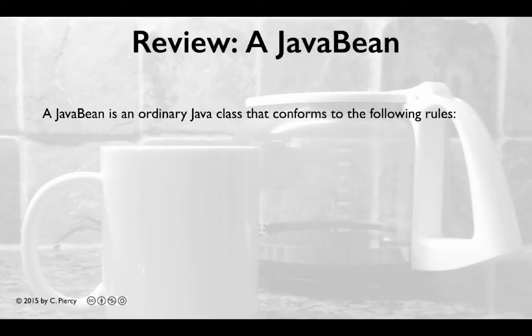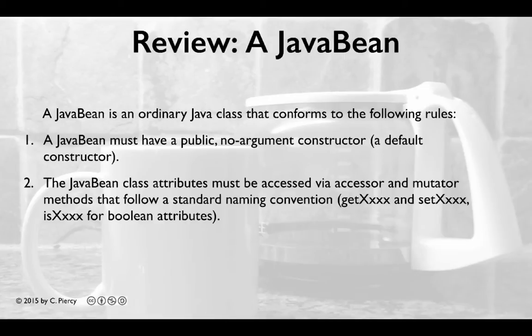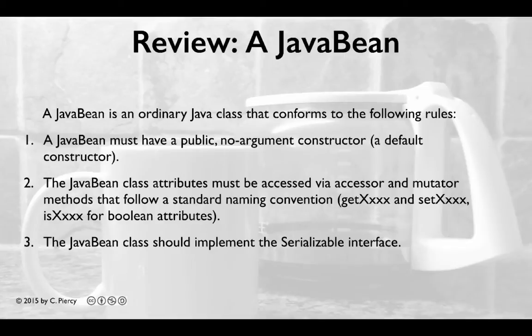Remember, a Java Bean is an ordinary Java class that conforms to the following rules. A Java Bean must have a public no-argument constructor, the default constructor. A Java Bean's class attributes must be accessed via accessor and mutator methods that follow a standard naming convention. And finally, the Java Bean class should implement the serializable interface.